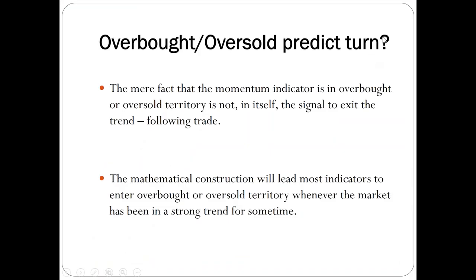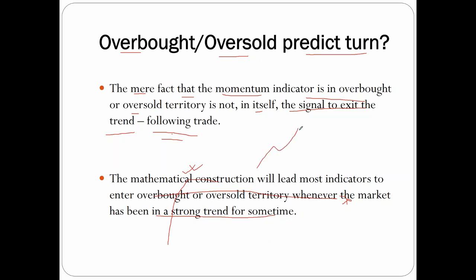Alright. So, do overbought and oversold predict a turn? This is a very important question. The mere fact that the momentum indicator is in overbought or oversold territory does not in itself signal an exit from the trend or the following trend. Suppose the indicator moves above 70, that does not mean that the uptrend has come to an end.